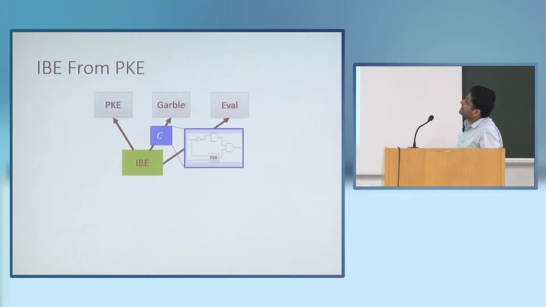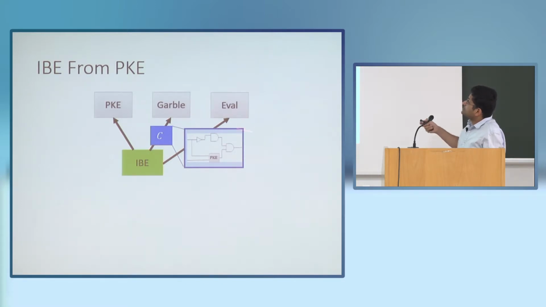Okay, so the next problem is IBE from public key encryption. And here I'm thinking of oracles that support public key encryption, so encryption, keygen, and decryption. And I have garbling and evaluation algorithms. And I want to construct identity-based encryption.